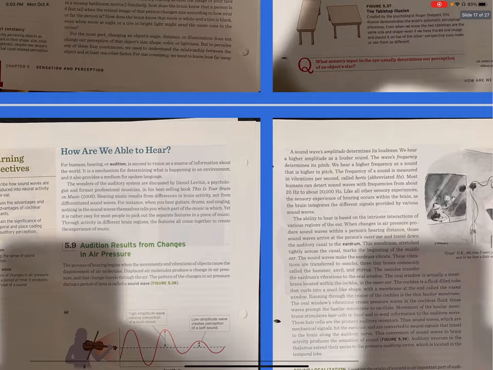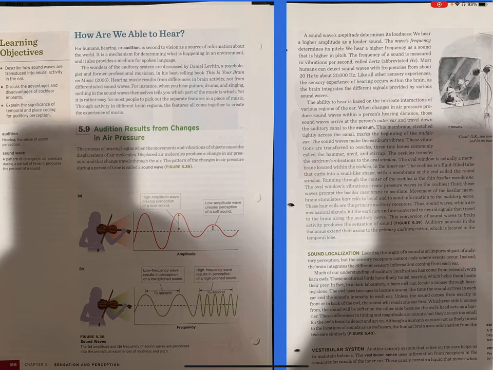How are we able to hear? For humans, hearing, or audition, is second to vision as a source of information about the world. It is a mechanism for determining what is happening in an environment, and it also provides a medium for spoken language. The wonders of the auditory system are discussed by Daniel Levitin, a psychologist and former professional musician, in his best-selling book, This Is Your Brain on Music.